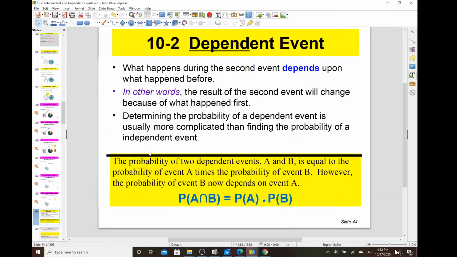So now what about dependent events? What happens during the second event depends on what happened in the first event. In other words, the results of the second event will change because of what happened in the first event. Determining the probability of a dependent event is usually more complicated than finding the probability of an independent event. Indeed, yes.